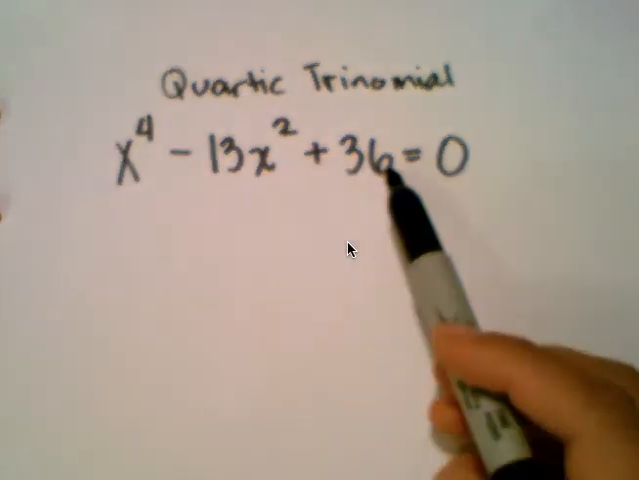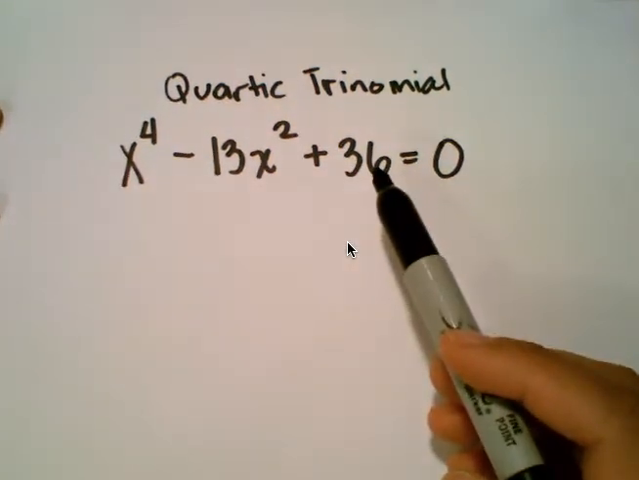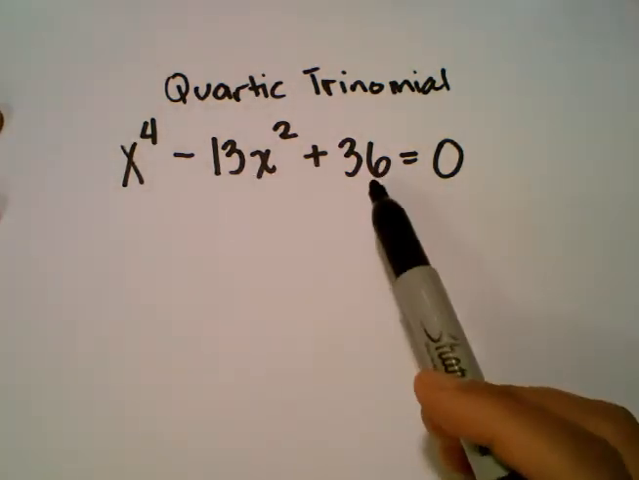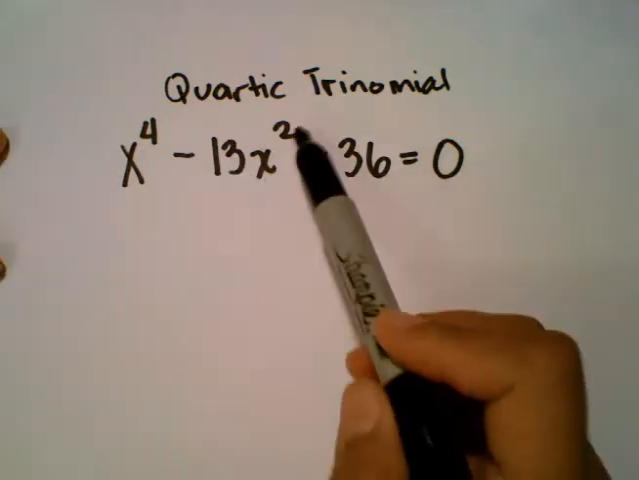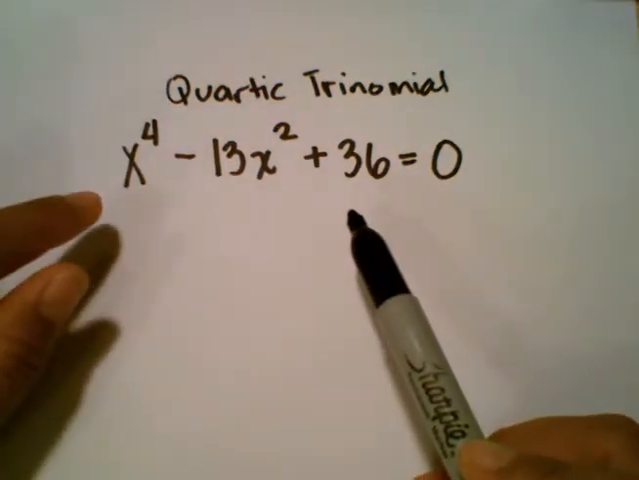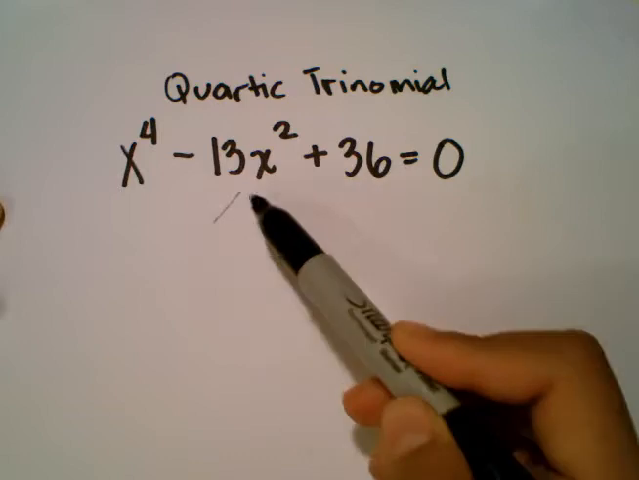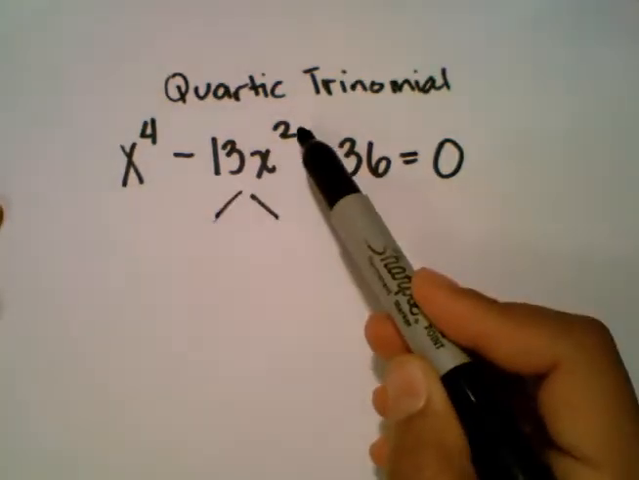The first thing to think about is that these are three terms, and usually with factor by grouping we're given 4 terms. So what we're going to do is make the 3 terms here into 4 terms. Now, how can we do that? We can do so by taking this middle term and splitting it into 2 terms, whose sum is going to equal negative 13x squared.